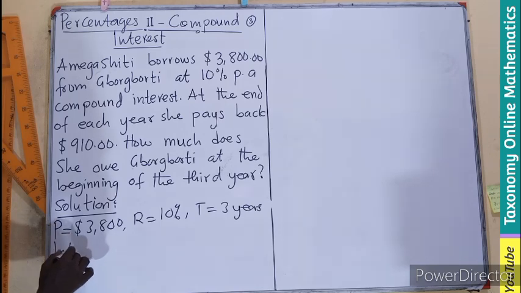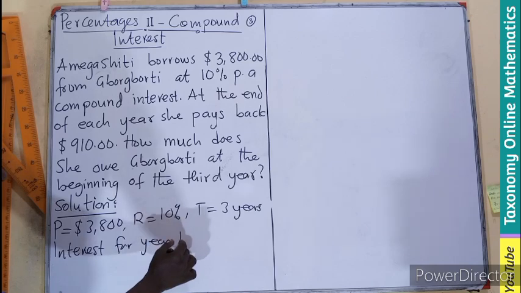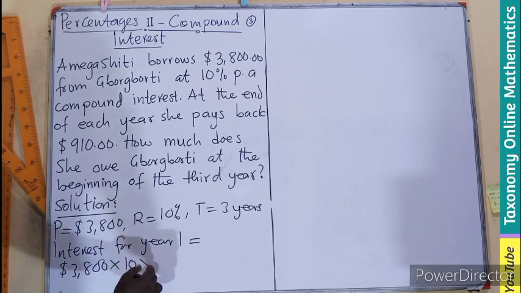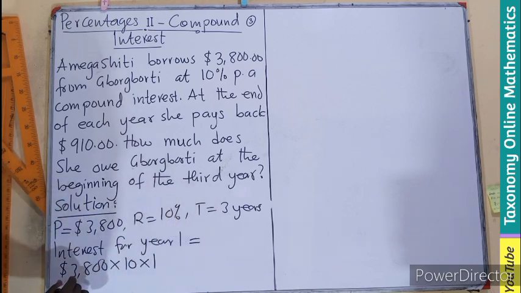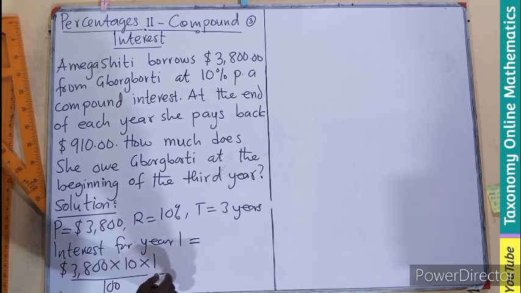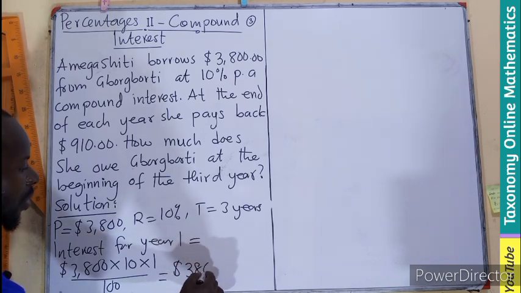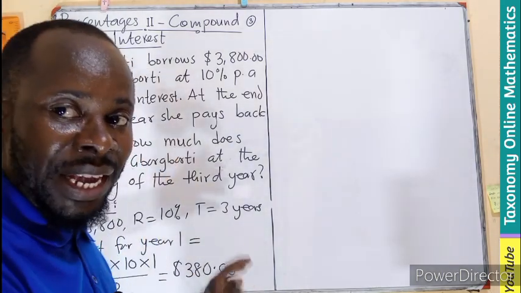All right. Let's begin with the interest at the end of the first year. So interest for year 1, the first year, will be the principal, $3,800 times the rate, which is 10, the year is 1. The 10 is divided by 100, and the zeros will cancel. So I should be having 380, meaning $380 as the interest.